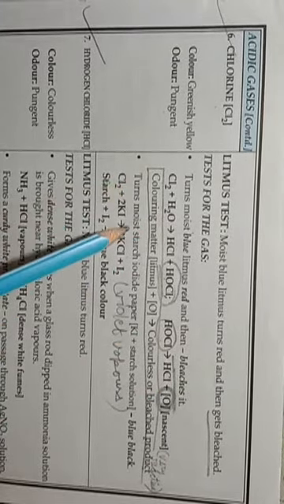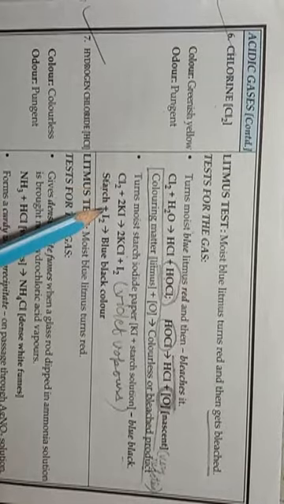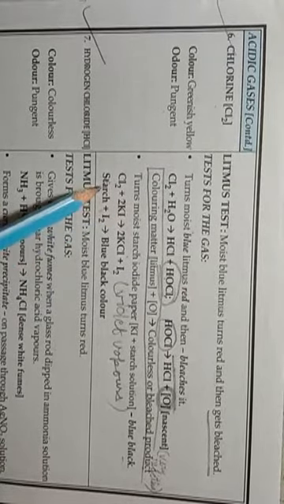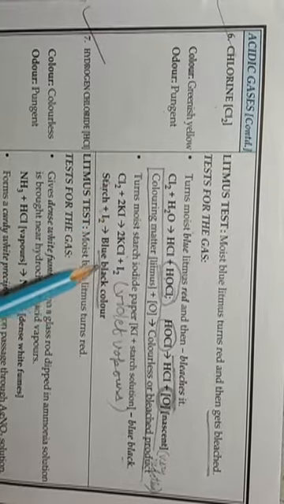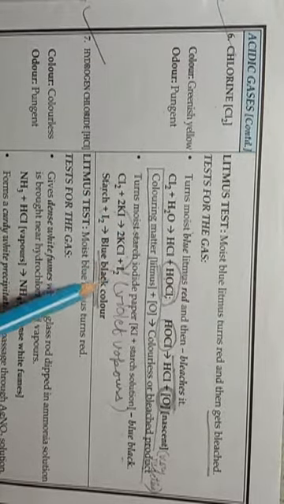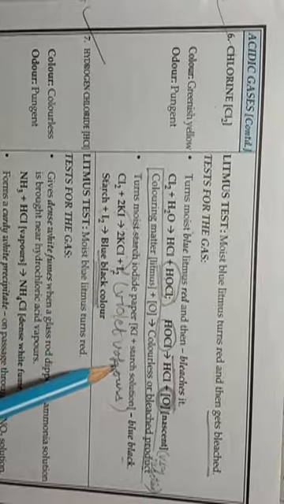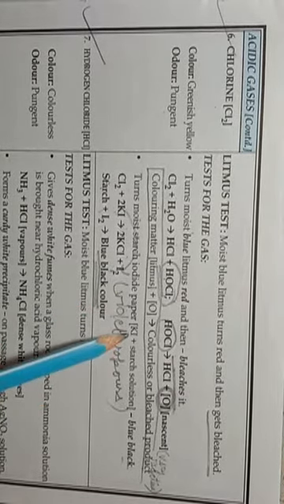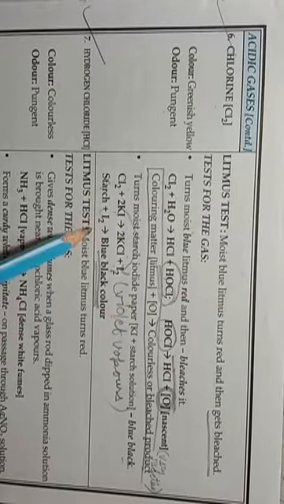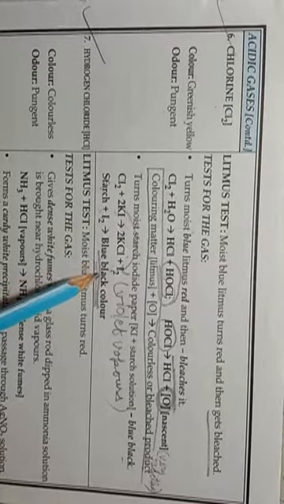Next point, it turns moist starch iodide paper blue black. Starch iodide paper turns blue black in color. When Cl2 reacts with potassium iodide, the potassium iodide gets oxidized in the form of iodine, which is violet vapors. So the iodine formed here is violet vapors, and in the presence of Cl2 gas, starch iodide paper is converted to blue black color.